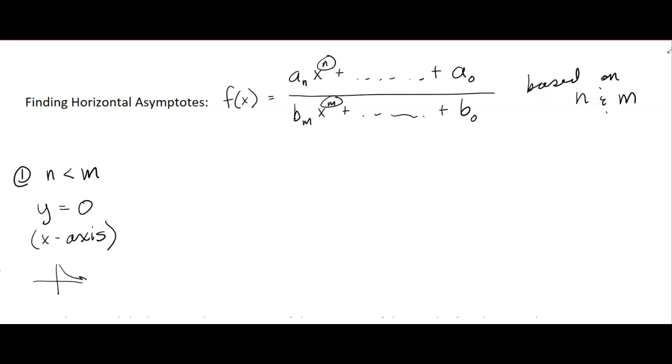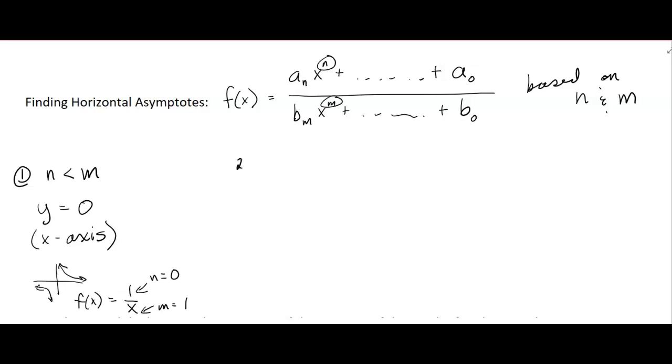So we saw that with our rational function. Remember, we were approaching 0. And what was that function? That function was 1 over x. So the degree here, n was 0, and the degree here, m was 1. And so you have that horizontal asymptote at the x-axis. Okay, so there you go for that.